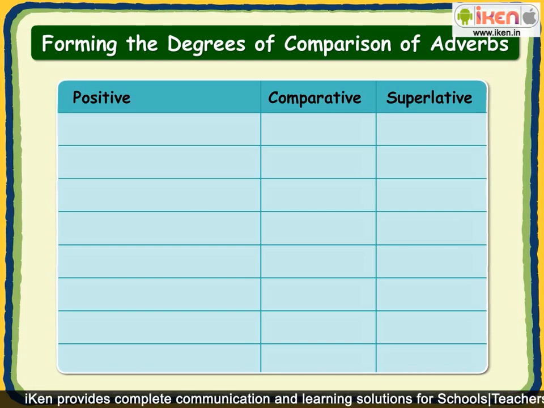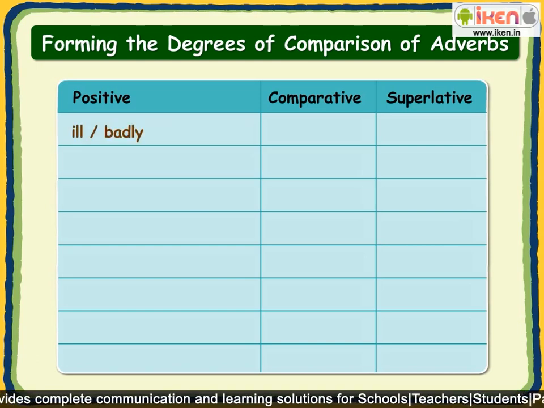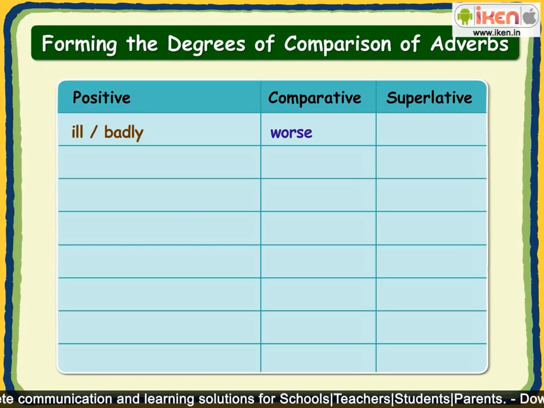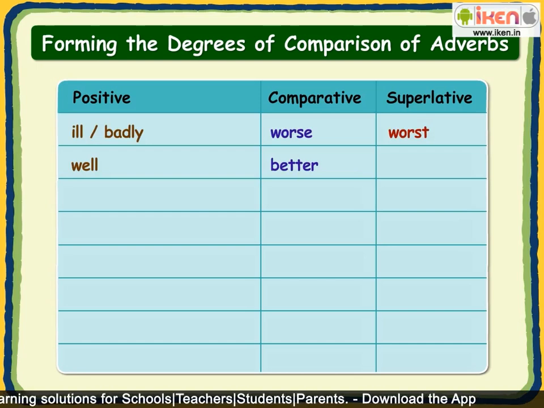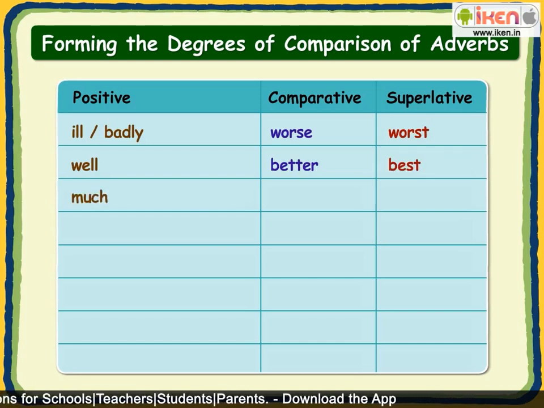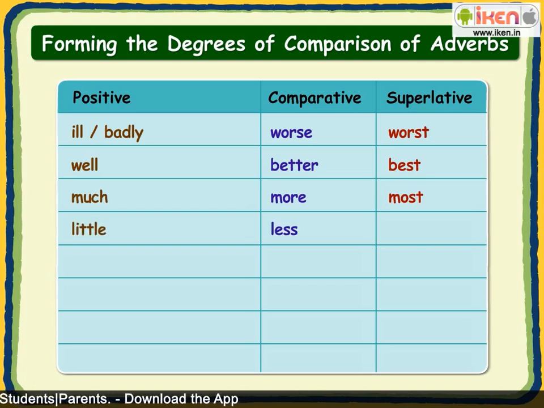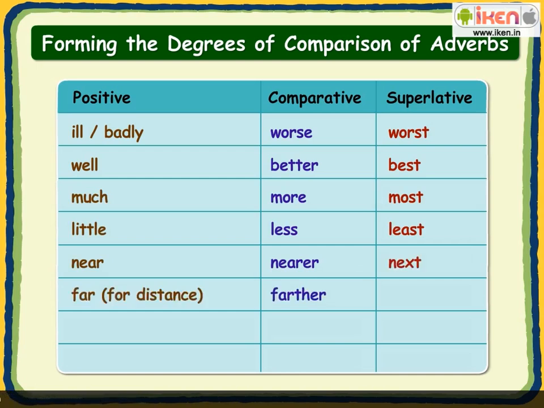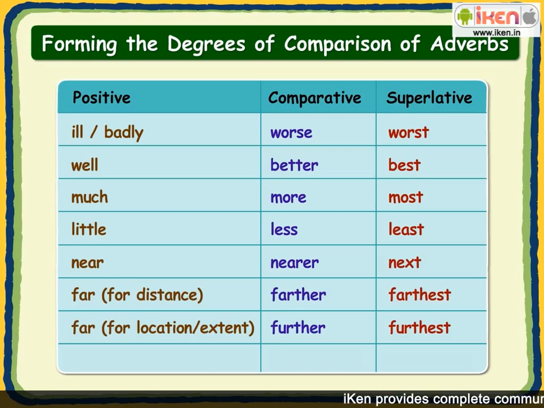Positive, comparative, superlative. Ill or badly, worse, worst. Well, better, best. Much, more, most. Little, less, least. Near, nearer, next. Far for distance, farther, farthest. Far for location or extent, further, furthest. Late, later, last.